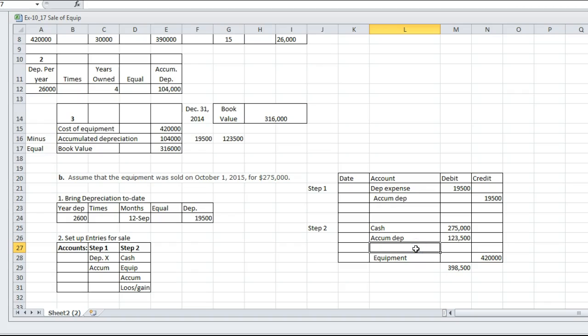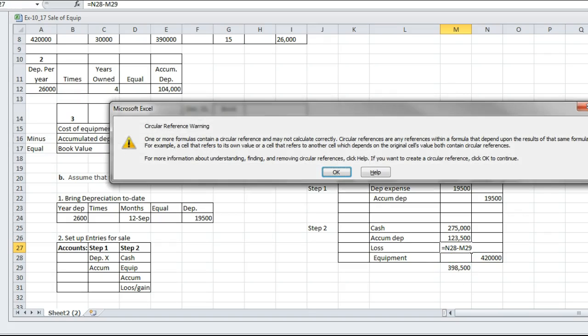So we're going to have a loss on this, simply because this is our book value, and this is our book value, all right? We didn't get enough money to cover the book value, so we're taking a loss when we sold this. And that loss equals $420,000 minus $398,500.